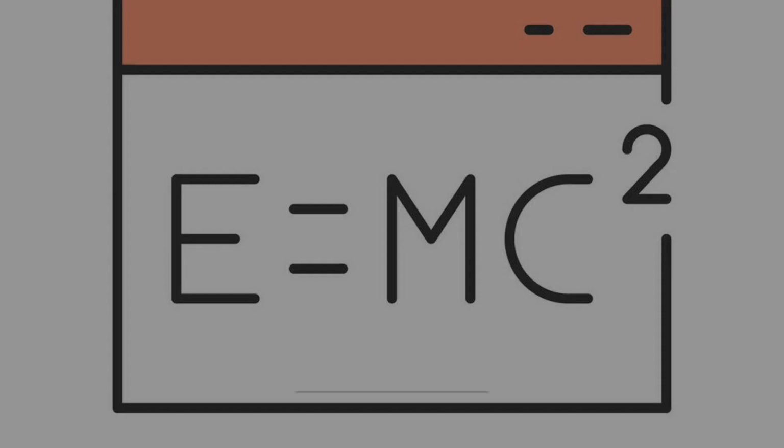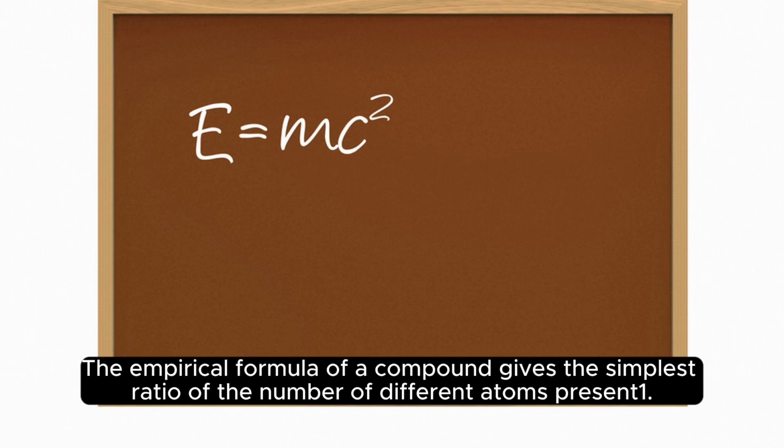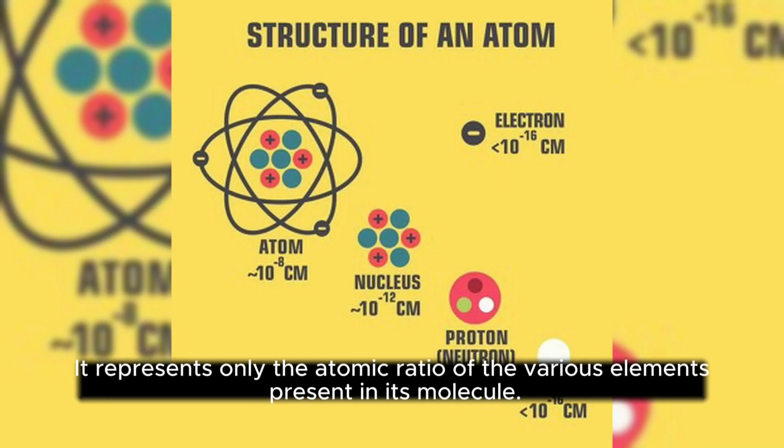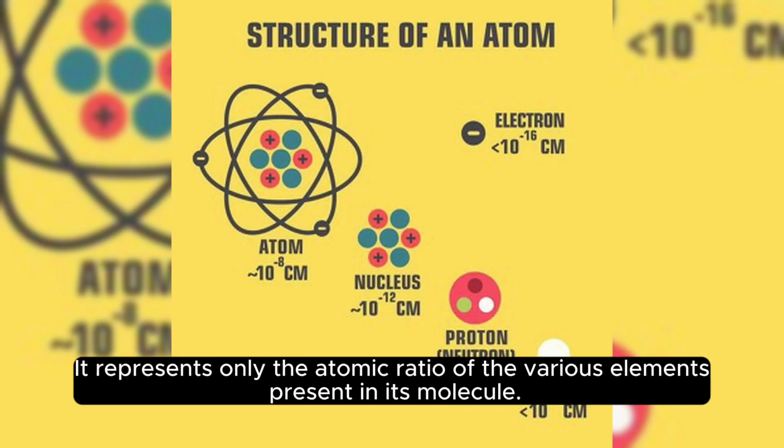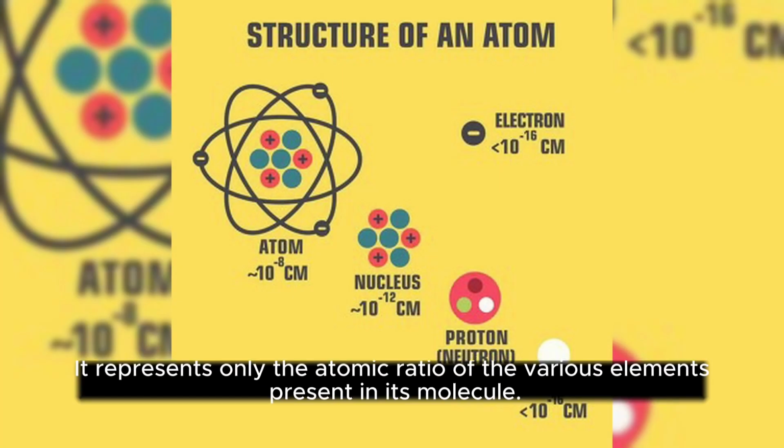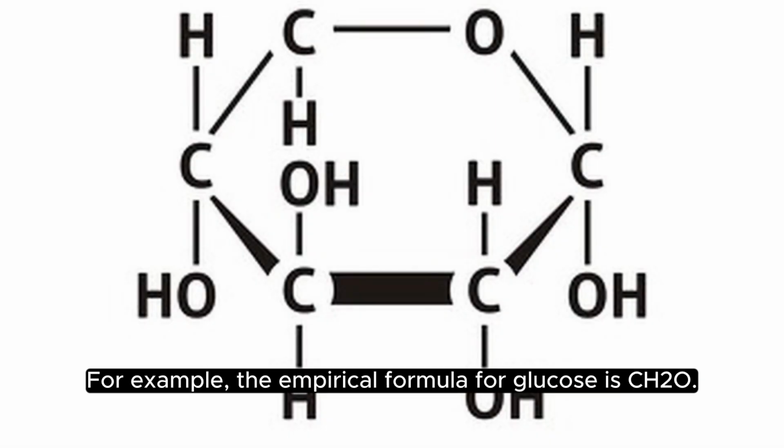Empirical formula. The empirical formula of a compound gives the simplest ratio of the number of different atoms present. It represents only the atomic ratio of the various elements present in its molecule. For example, the empirical formula for glucose is H2O.